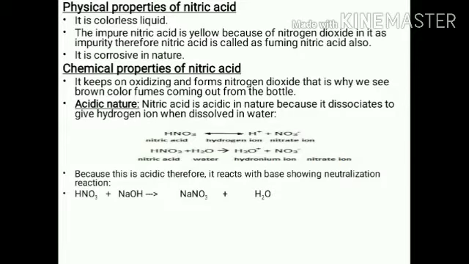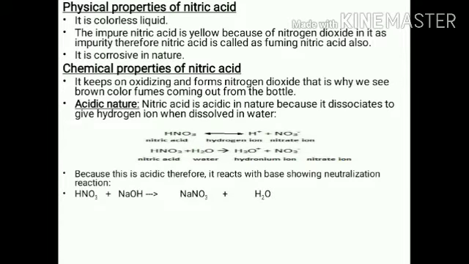What are the physical properties of nitric acid? First of all, it is a colorless liquid. It is present in the laboratory in a glass bottle. It is colorless. If it is found yellow in color, then you can say it is impure nitric acid. This nitric acid is called fuming nitric acid. This impurity is due to the presence of nitrogen dioxide. Nitrogen dioxide is formed by the decomposition of nitric acid, HNO3.